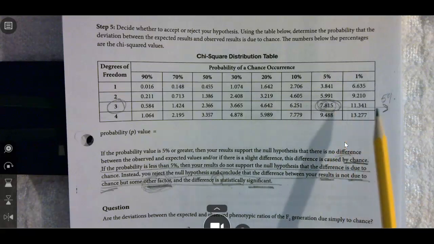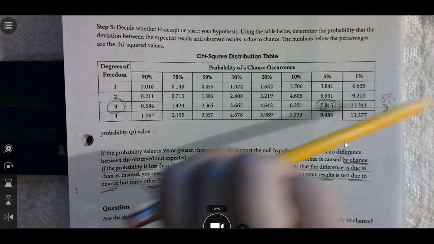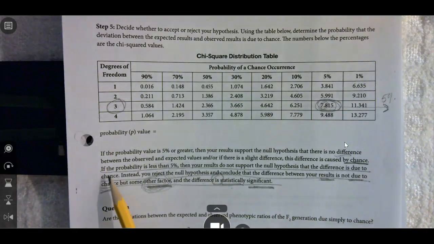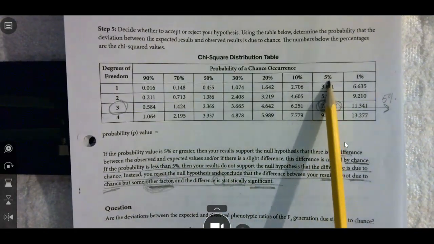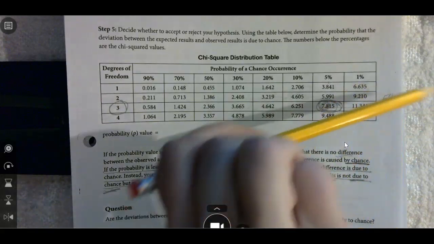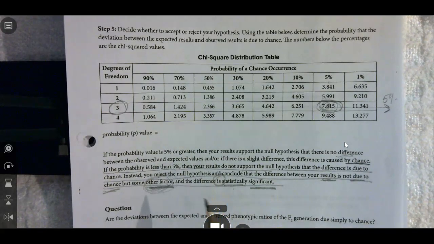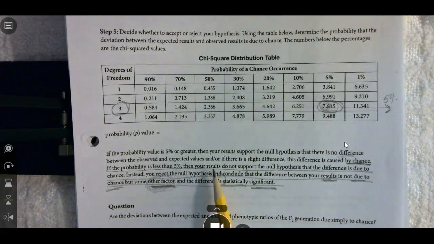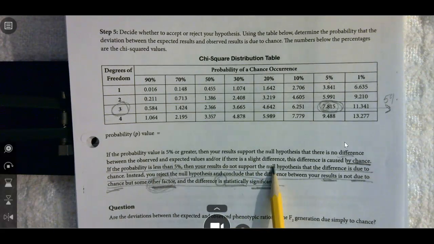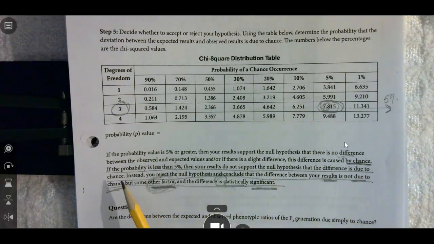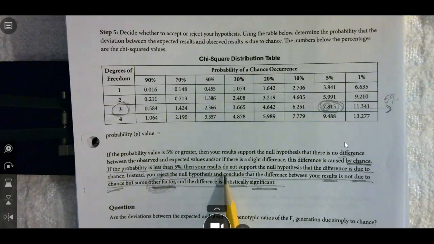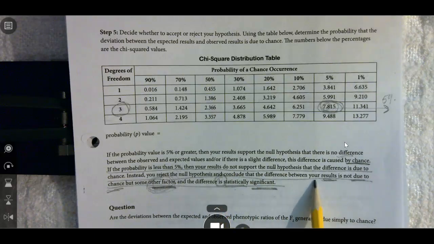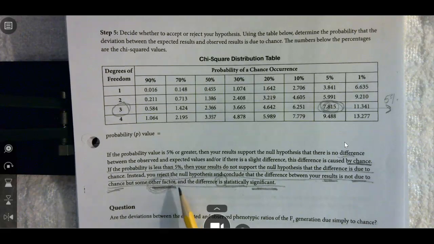However, our number was 54 something, so we are way over this way. The probability is less than 5%. So here's 5%, here's 1%, and 54 is all the way down here somewhere, 0.000 something. If the probability is less than 5%, then your results do not support the null hypothesis. The difference is not due to chance. Instead, we reject the null hypothesis and conclude that the difference between your results is not due to chance, but some other factor, and the difference is statistically significant.